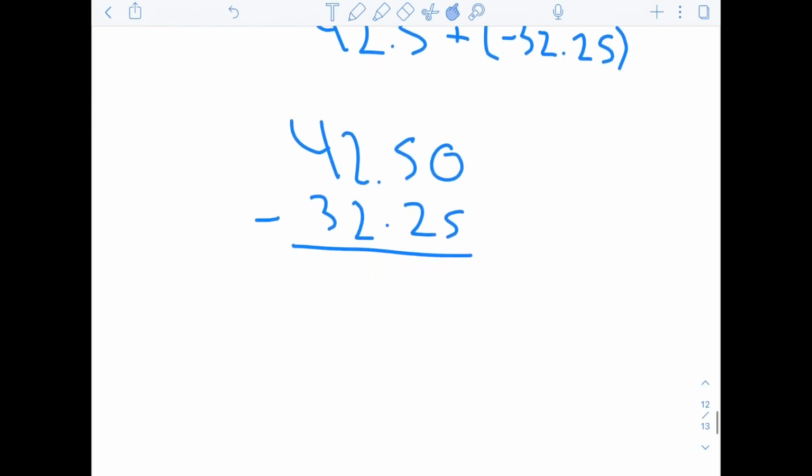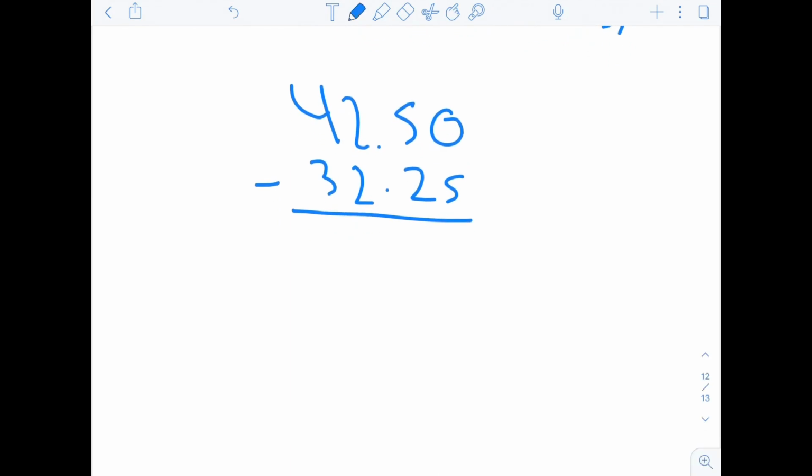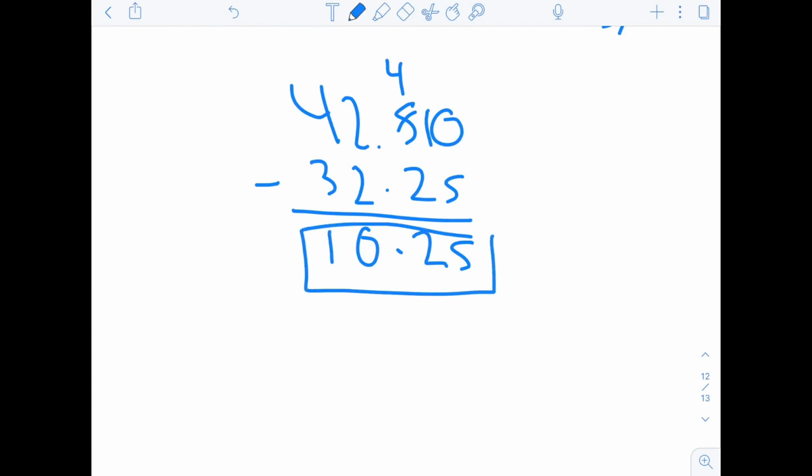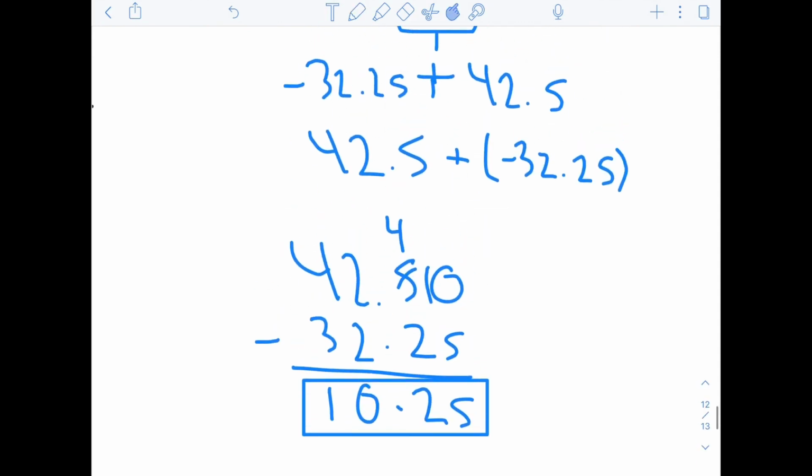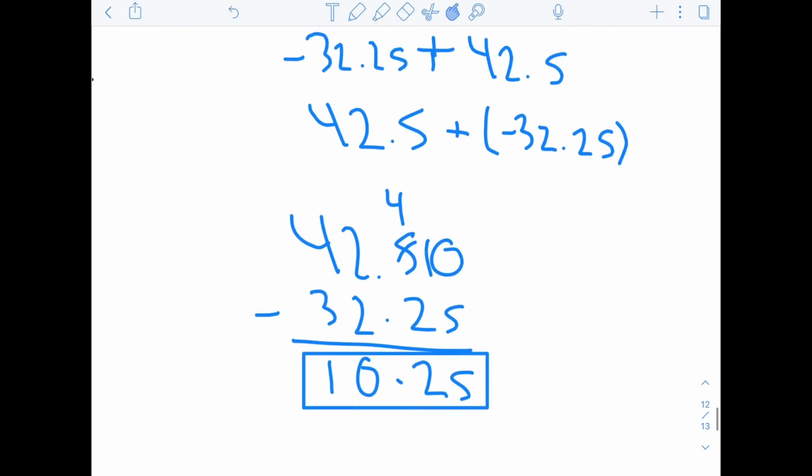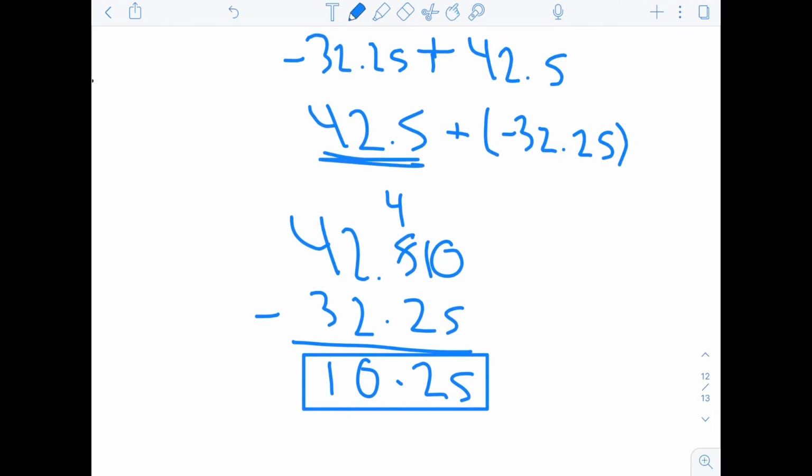And now let's subtract it. So you can't take 5 away from 0. So we have to make this a 4 and that a 10. So 10 minus 5 is 5. 4 minus 2 is 2. 2 minus 2 is 0. And 4 minus 3 is 1. So the answer is 10.25. It has a positive sum because the positive number has a greater absolute value.